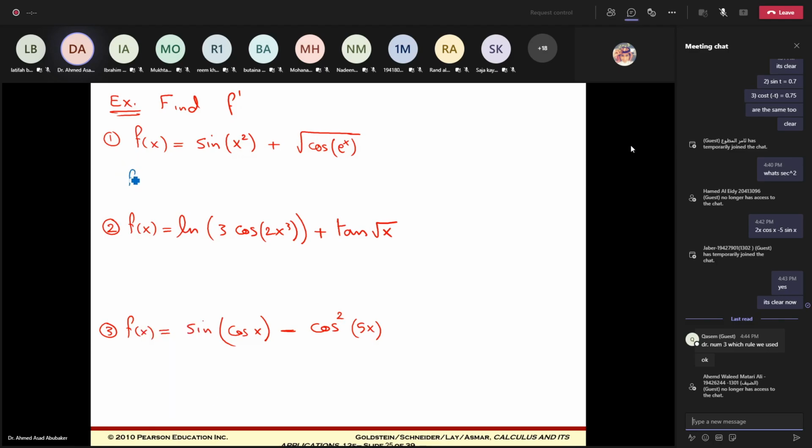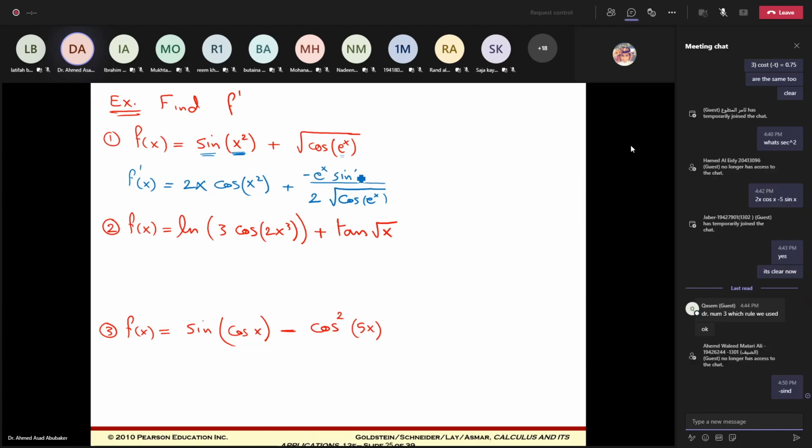The solution, f prime here: the product of the angle 2x and the derivative of the angle, x square, which equals 2x. The derivative of sine equals cosine, and put the same angle. Plus the derivative of the radical equals a fraction: in the denominator 2 multiplied by radical cosine e to the x. In the numerator, find the derivative of cosine e to the x. What's the derivative of e to the x? e to the x. Derivative of cosine, negative sine e to the x.